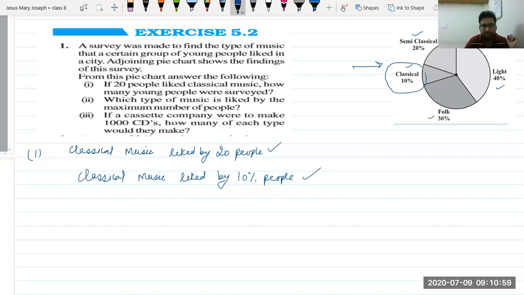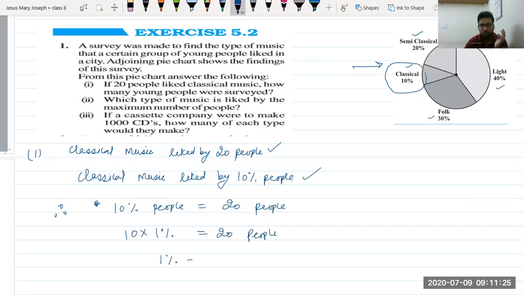So we can say, therefore, 10% people is the same as 20 people. So we have found a relation between percentage and people. So we can say 10 into 1% is equal to 20 people. And finally 1% is equal to 20 upon 10 people. And that is 2. So we have found the relation between percentage and number of people. 1% is equal to 2 persons. I hope you got this, all of you.